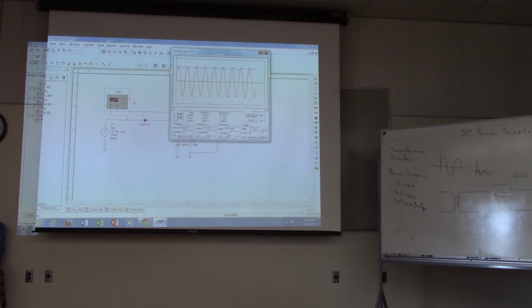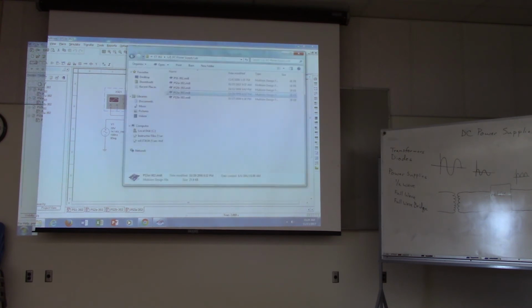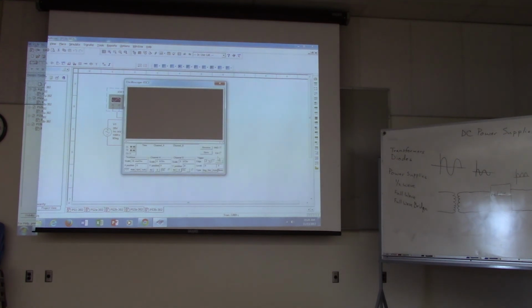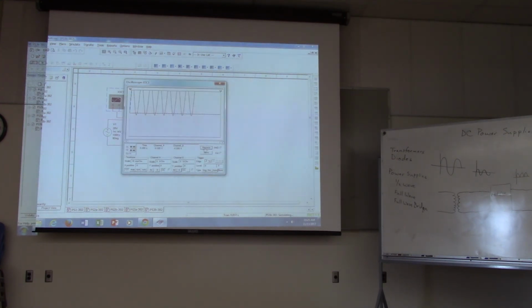Okay. So then we're going to look at the filtered output from a full wave signal. Again, it's going to be somewhat similar. We can change the scale.